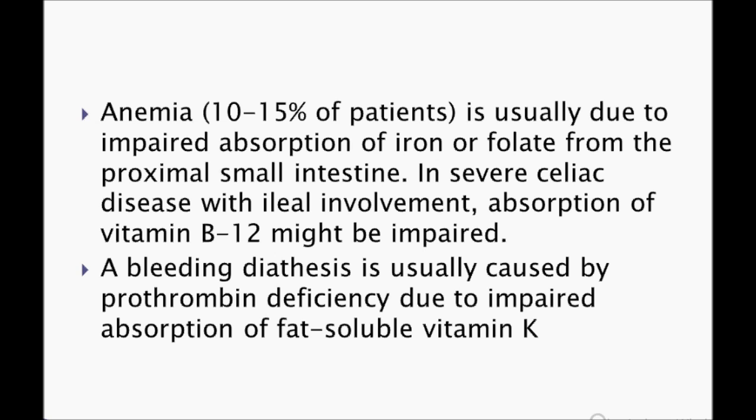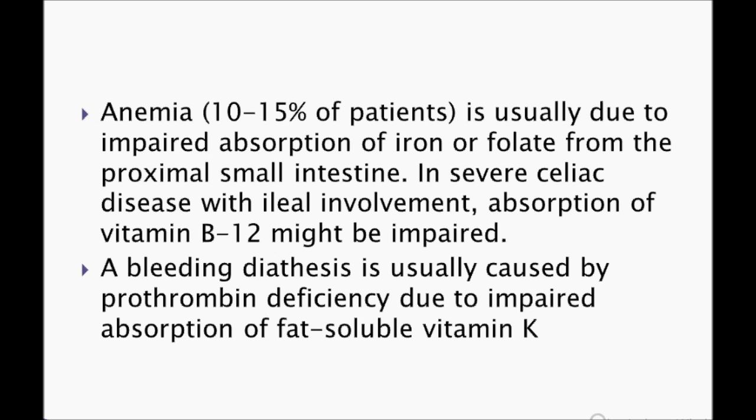They present with fatigue, usually due to impaired absorption of iron or folate from the proximal small intestine. In severe celiac disease with ileal involvement, absorption of vitamin B12 might be impaired. So if they ask which of the following cannot be seen in patients with celiac sprue, remember, if it's mild, vitamin B12 deficiency is not seen. If it's severe and involves the ileum, then you can see vitamin B12 deficiency too. But iron and folate deficiency you can see because it's proximal and it's most common, right?